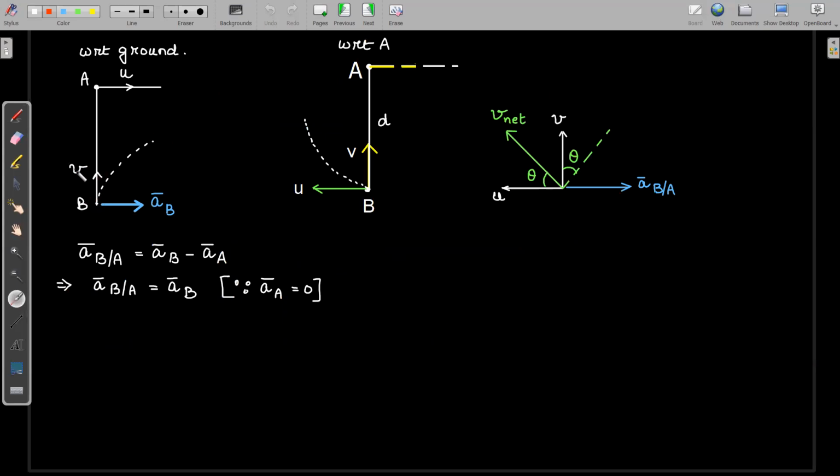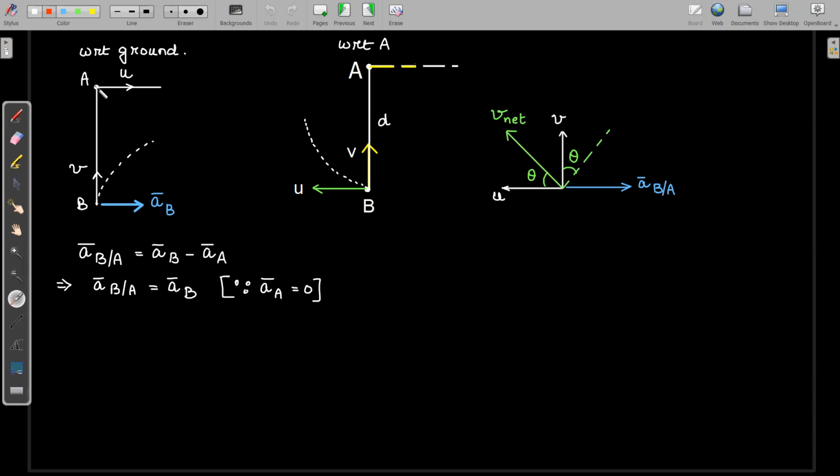Now, since the speed of particle B is constant, B is not going to have any tangential acceleration. We are looking at this situation with respect to the ground. A particle moving with a constant speed will not have a tangential acceleration. It is only going to have a normal or centripetal acceleration, and the normal acceleration is perpendicular to the direction of net velocity. So at t equal to 0, the velocity of B is in the upward direction towards A, so the net acceleration of B should be perpendicular to the velocity of particle B.